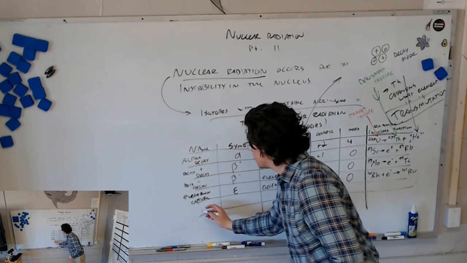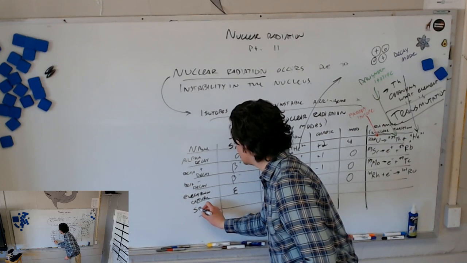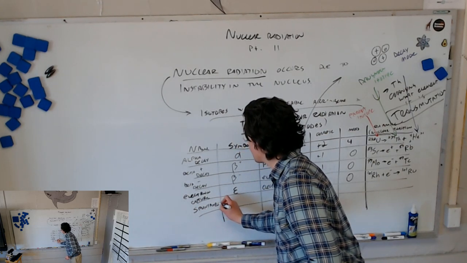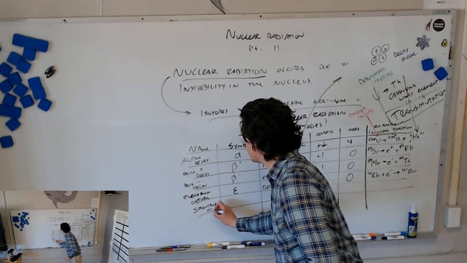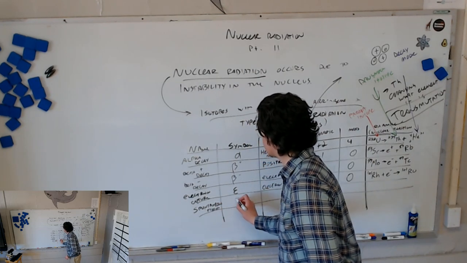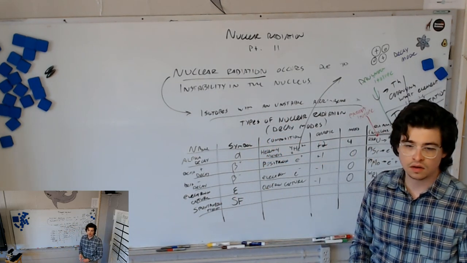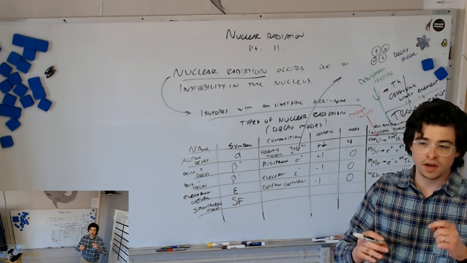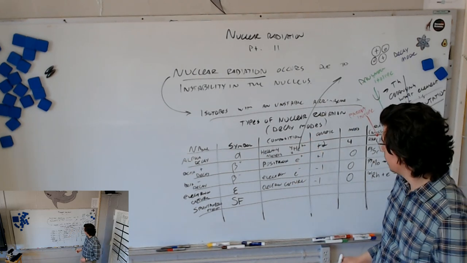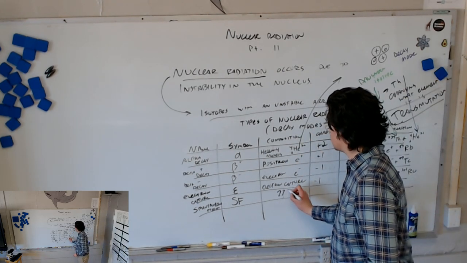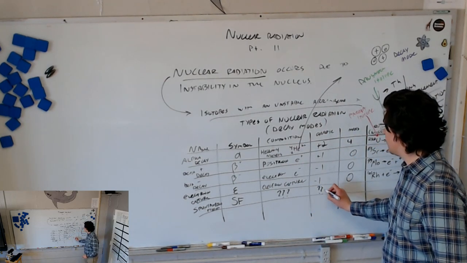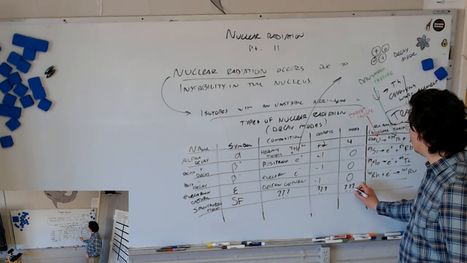We're running out of time. Spontaneous fission. What's the word fission mean? It was one of your vocab words. It means... No, that's fusion. Fission means fall apart. Spontaneous fission means it falls apart. And what comes out, no one knows.